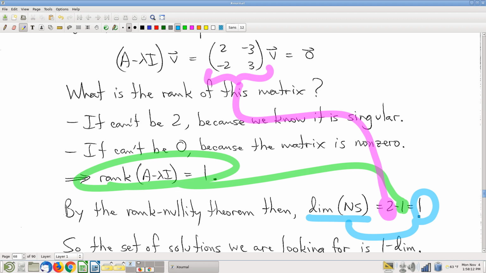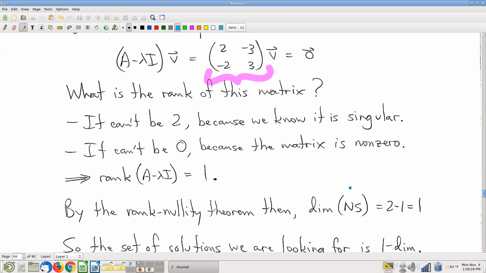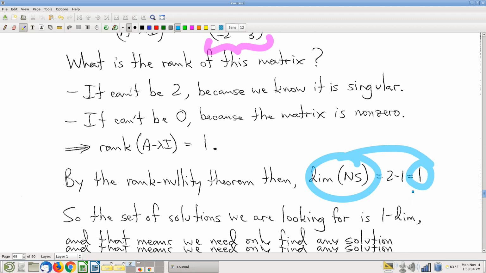Okay, now we're getting closer to relevant, right? We're trying to find the null space. By knowing the rank, I can compute at least the dimension of the null space. It still remains that I'm looking for the null space itself. But we're actually really close at this point. The fact that the null space is one-dimensional ends up being crazy useful.